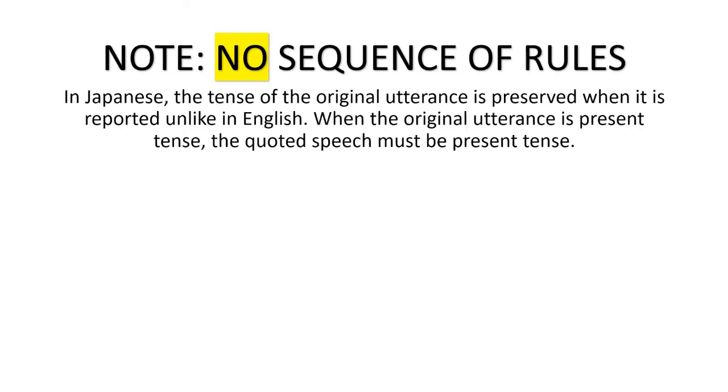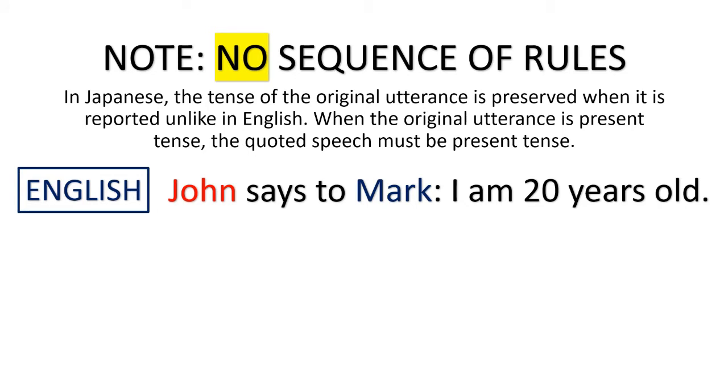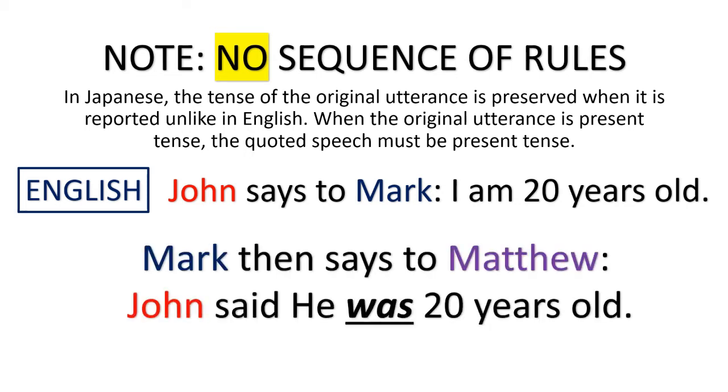Take note that there is no sequence of tenses rule in Japanese. In Japanese, the tense of the original utterance is preserved when it is reported, unlike in English. When the original utterance is in present tense, the quoted speech must also be in the present tense. In English, for example, John says to Mark, I am 20 years old. Then Mark says to Matthew, quoting John, John said he was 20 years old. So in English, there is a sequence of tenses rule. Because John already said it to Mark, Mark will also use the past tense. Okay? So as you notice, Mark does not say, John said he is 20 years old.